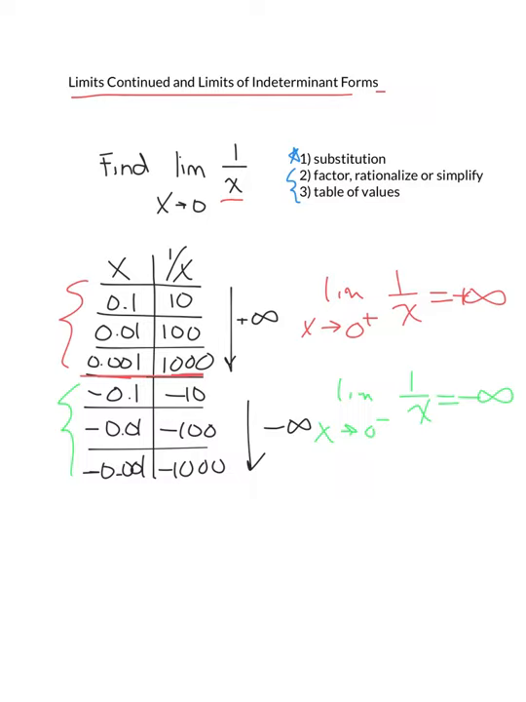Now, just like we talked about yesterday, if the limit as x approaches from the right and as x approaches from the left is equal to the exact same thing, then we could say that that limit exists. Since these answers are not, one is positive infinity and one is negative infinity, we know that this limit does not exist. I'm going to show you what this looks like on a graph on the next slide.